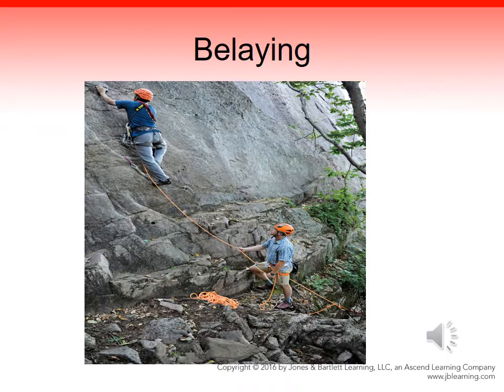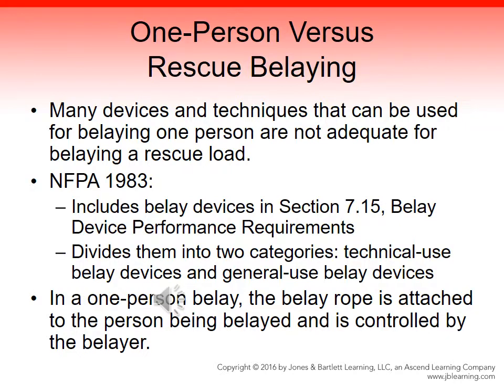Belaying is protecting a person from falling by controlling an unloaded rope, the belay rope, in a way that secures the person on the rope in case that individual's mainline rope or support fails. The technique shown here is a one-person belay. This would not be an acceptable belay procedure for rescue activities. It's important to know the differences between belaying one person versus belaying a rescue load. Many devices and techniques that can be used for belaying one person are not adequate for belaying a rescue load.